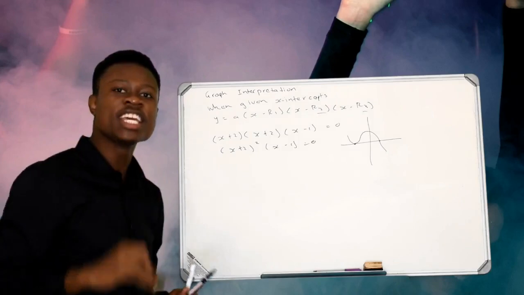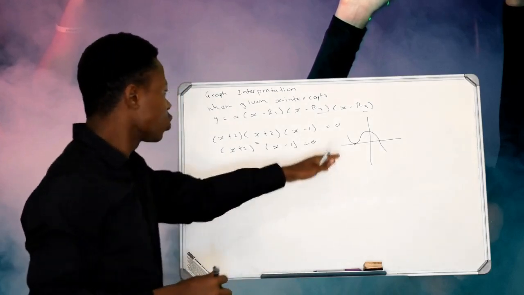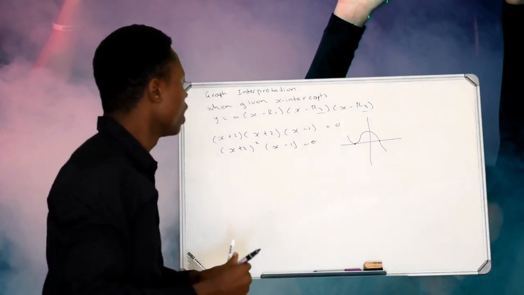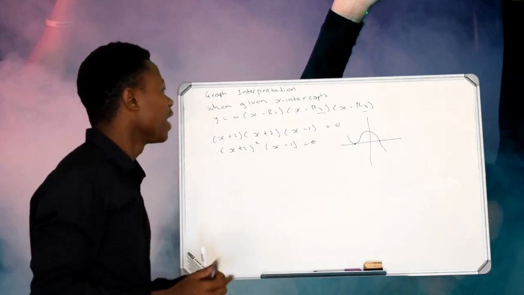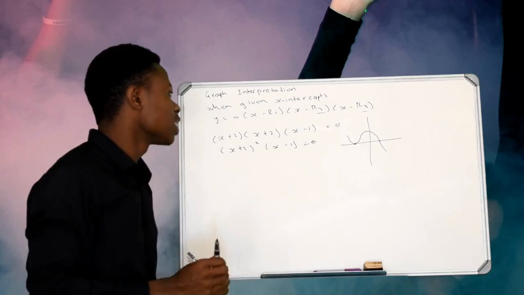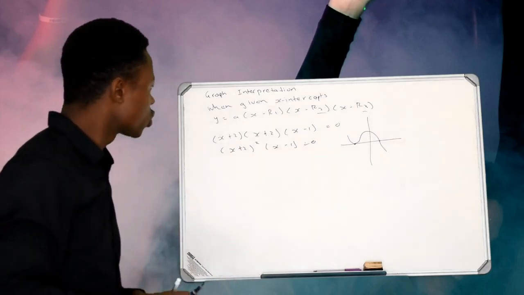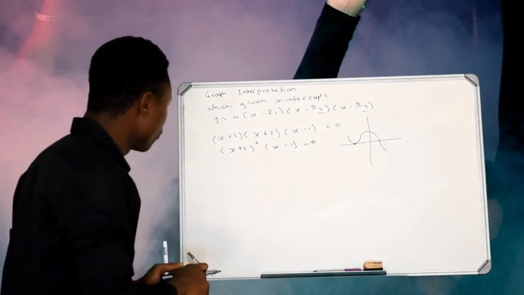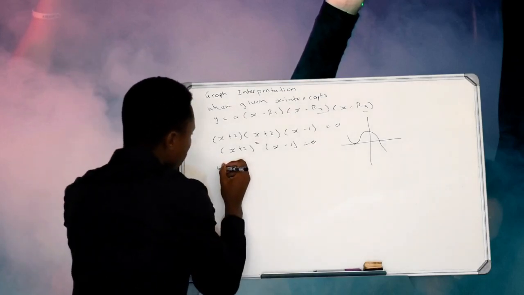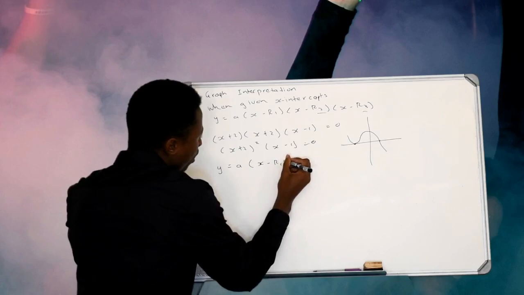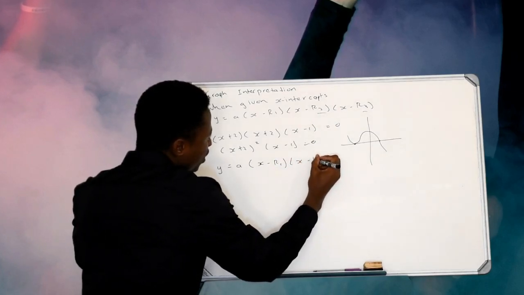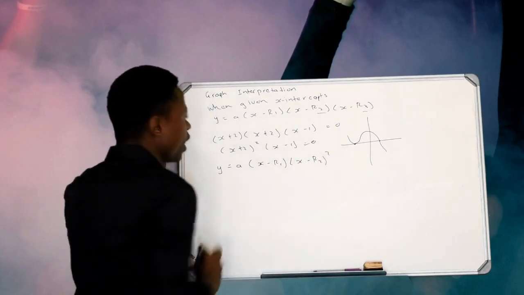I need to have 3 intercepts. But I do have 3 intercepts. It's just that 2 of them are the same. Both of them are -2 and the other one is 1. So what does it mean for my intercept formula? My intercept formula becomes y is equal to a times x minus r1 times x minus r2 squared.